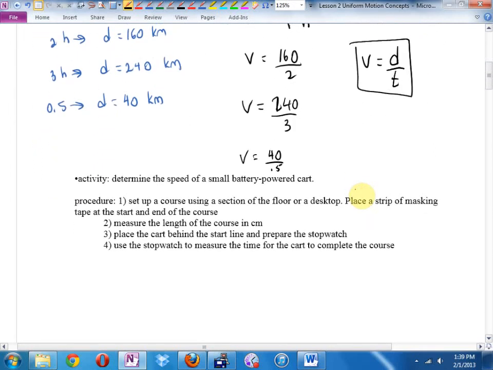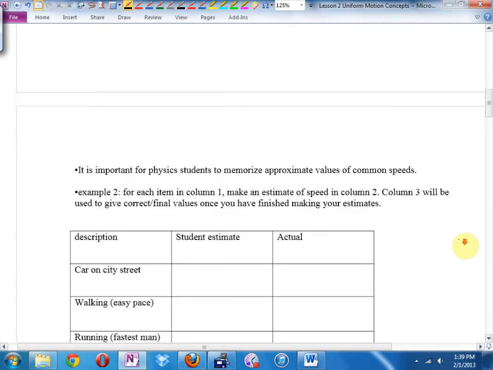I wrote down here, activity: determine the speed of a small battery-powered cart. I couldn't get a hold of the carts yet. We may do this another day, but for now, scribble, scribble, scribble, scribble. Turn the page.